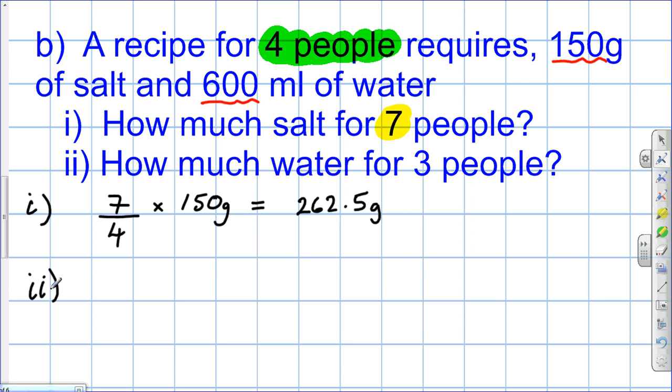How much water for 3 people? So 3 is the first bit of information, the key bit of information. Looking again at the beginning of the question, 4 people, so that's got the same units as 3 people. So that becomes the second number we use. And we multiply it by, now we're trying to find the amount of water, so it's going to be the 600 millilitres of water.